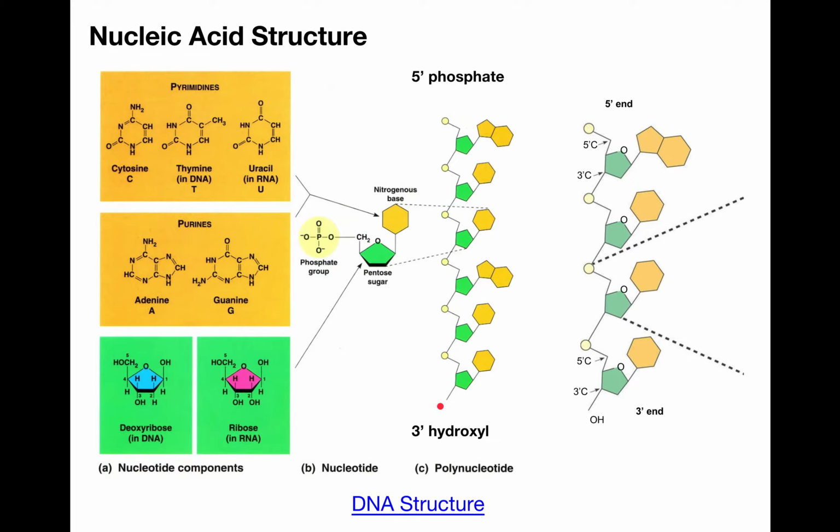At the other end of the molecule, while it's not shown in this picture, we're at the 3' end of the molecule. At the 3' end, we're always going to find a hydroxyl group. So on one end of the molecule, we'll find a 5' phosphate. At the other end of the molecule, we'll find a 3' hydroxyl.